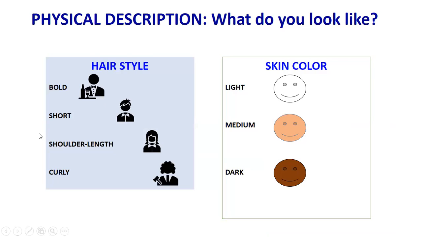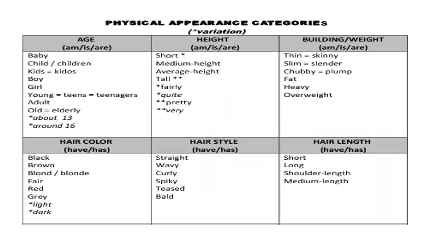Okay, for the hairstyle, we'll say bald, que es como calvo, ¿verdad? Short, short hairstyle. Shoulder length, al hombro, ¿verdad? Y curly, rizado. En buen salvadoreño, colocho, pero en realidad es rizado. Talking about the skin color, we have light color, medium color, and dark color. Okay, so that's the skin.